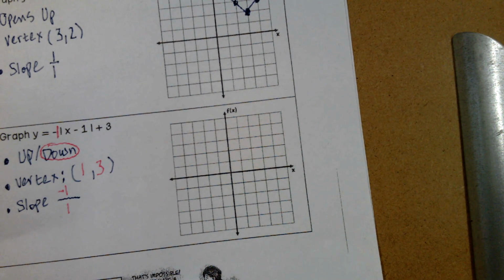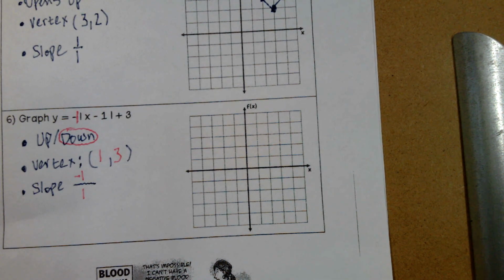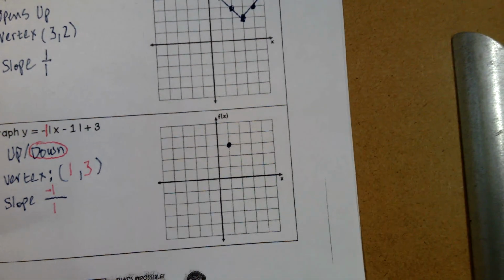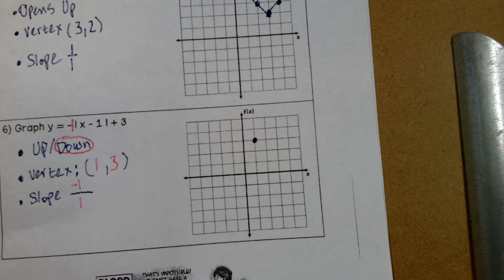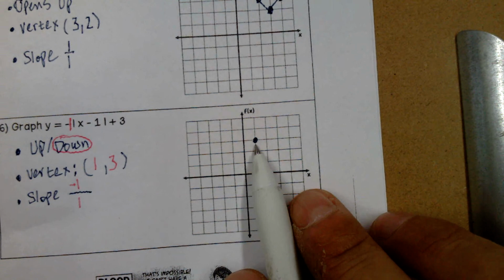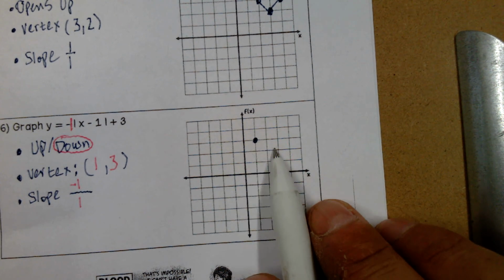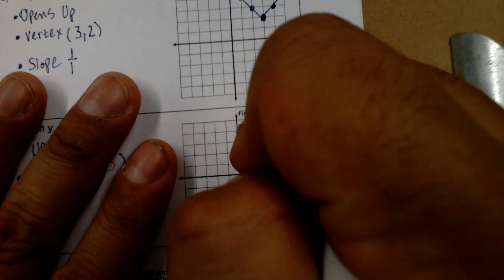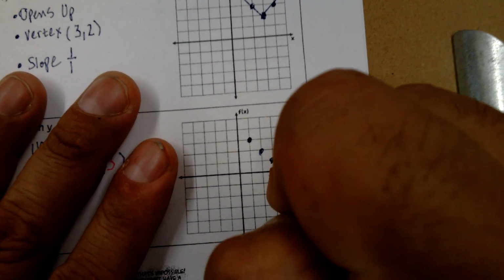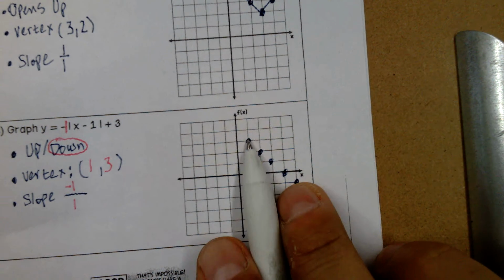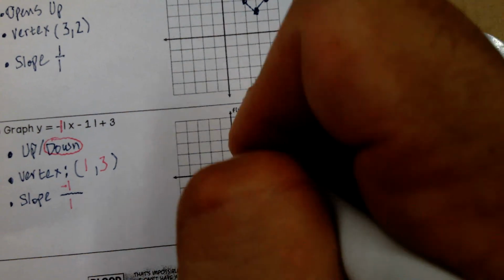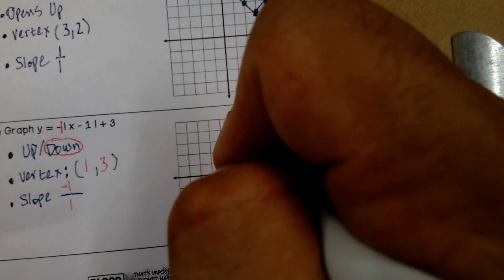Okay, so let's plot the points, starting with 1, 3. This time we want to open down. So from this point, if I want to move to the right, will it be up 1/1 or down 1/1? Down 1/1, yes. And then for the other side, we're going to do the reverse. We're going to go down 1 to the left 1, because we know we've got to get that characteristic V shape.